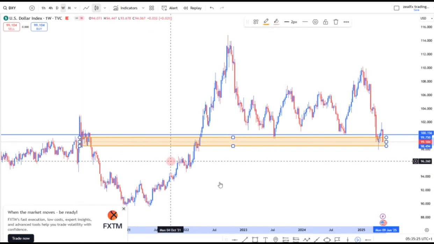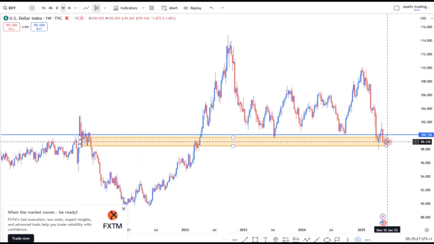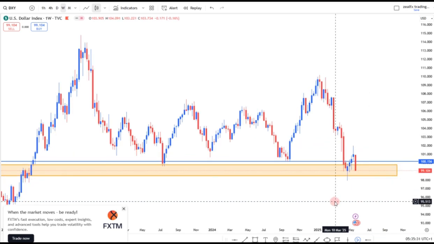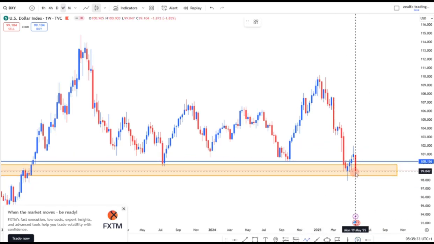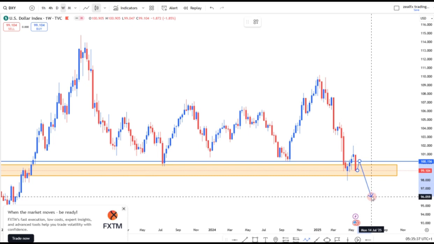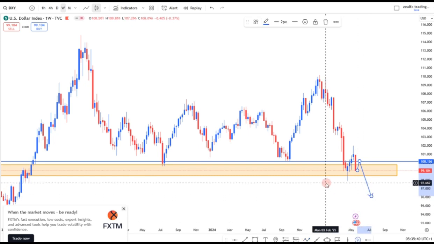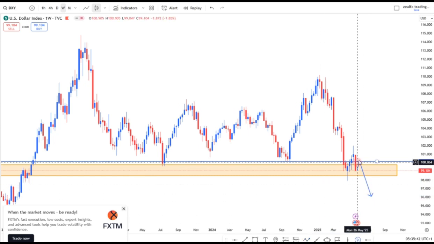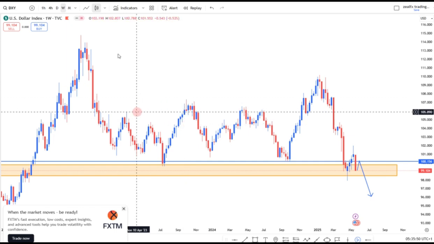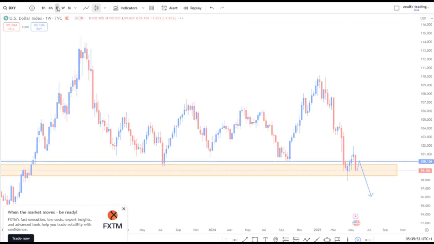the weekly resistance before we can look for any selling opportunity. We might be expecting price to do a retest back to this zone before we look for a selling opportunity for the dollar index. So price will test this level before we look for any possible selling opportunity for the dollar index. So let's go back to the daily charts of the dollar index.